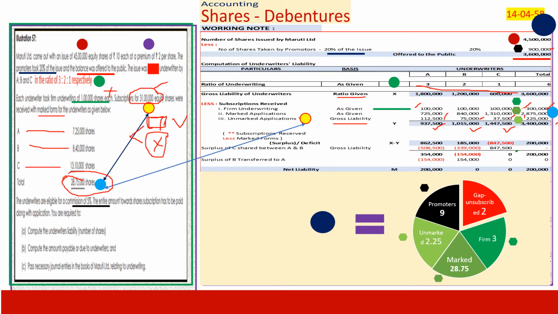Once we have done this, out of 36, 34 is done. There is an unsubscribed gap of 2 lakhs. These 2 lakh shares are called under subscription, or also devolvement. Devolvement means it has to be borne by these underwriters to complete their commitment. How we do it is the exercise involved in this illustration.